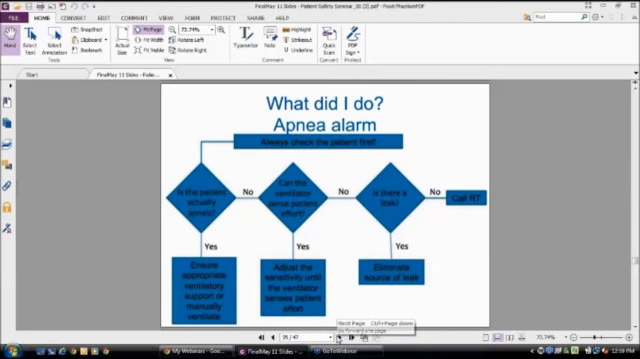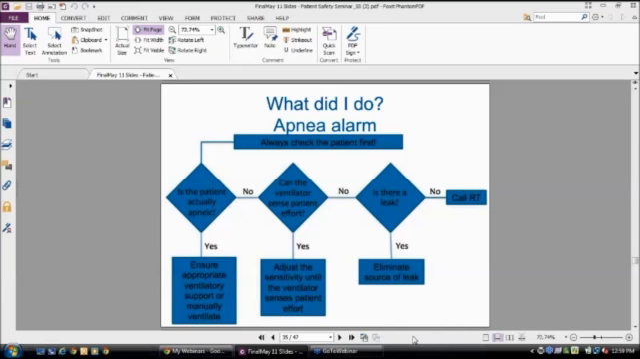Oftentimes we can just increase the sensitivity on the ventilator, and then it will help support the patient more fully and stop alarming that the patient is apneic. Is there a leak in the tubing? We talked about if the patient's connected, if the sensitivity is fine, and if the patient seems to be triggering breaths, where is the air going to?